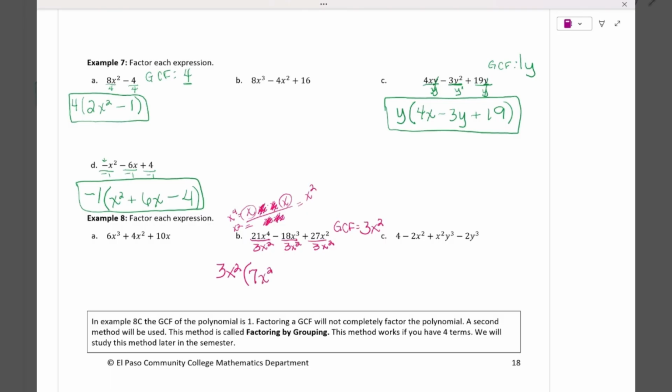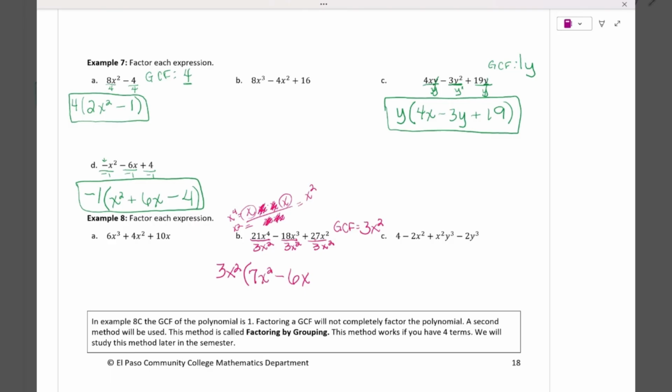Let's look at the next one. It's minus 18x to the third divided by 3x squared. Well, 18 divided by 3 is 6. X to the third divided by x squared. Again, if I do the shortcut and subtract the powers, it's 3 minus 2, which is 1. So x to the first.